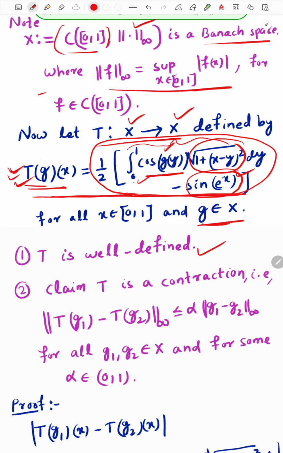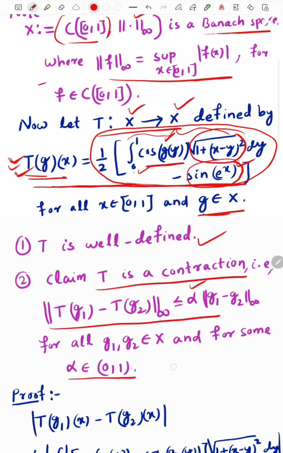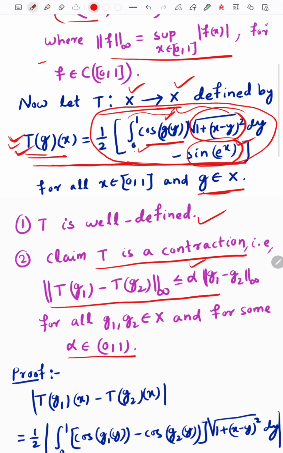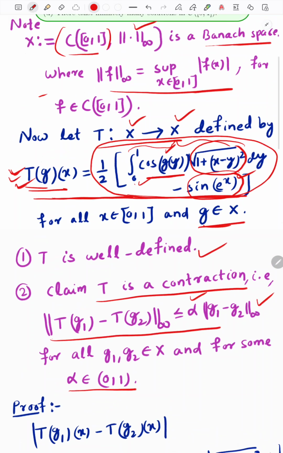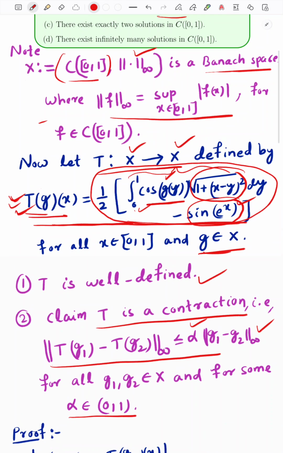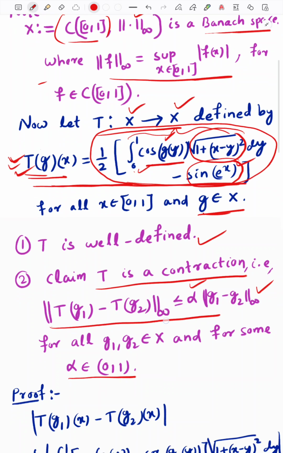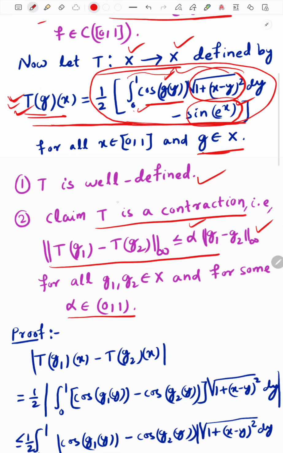In addition to this, if we can show that T is also a contraction, meaning this relation should be true for some alpha where alpha belongs to the open interval (0, 1), meaning alpha is strictly less than 1. If I can establish this contraction relation, then I can ensure that this operator T has a unique fixed point. Okay, so our next task is to establish that the operator T is a contraction.